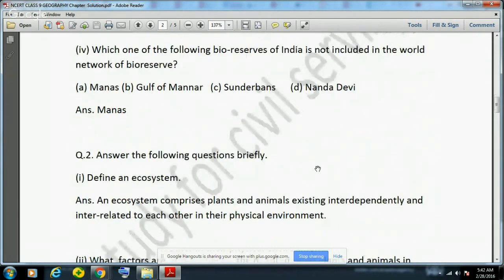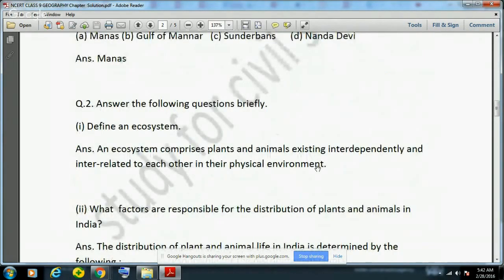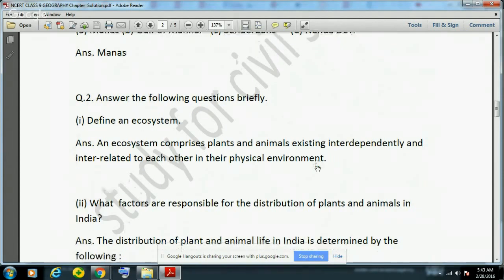Now the second question was to define an ecosystem. Ecosystem means it comprises plants, animals, or any other living beings which exist interdependently and interrelated to each other in their physical environment for the supply of material as well as the energy exchange. So for the material exchange as well as the energy exchange, there will be an ecosystem which comprises plants and animals which exist interdependently and interrelated to each other.